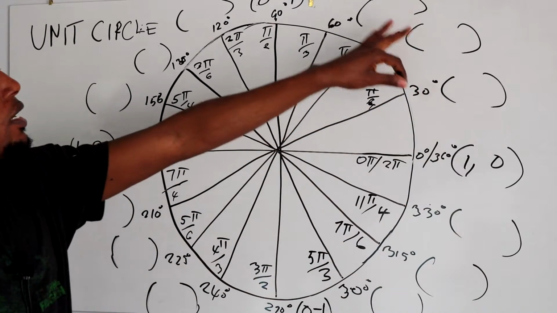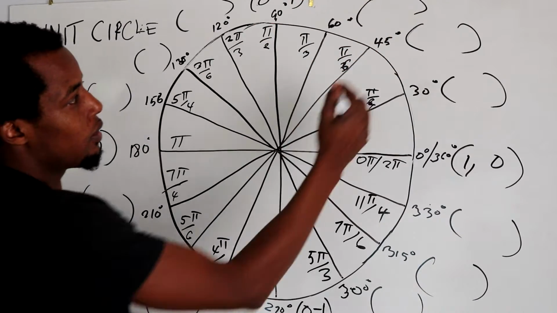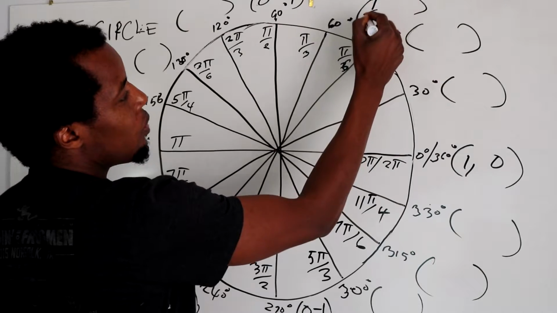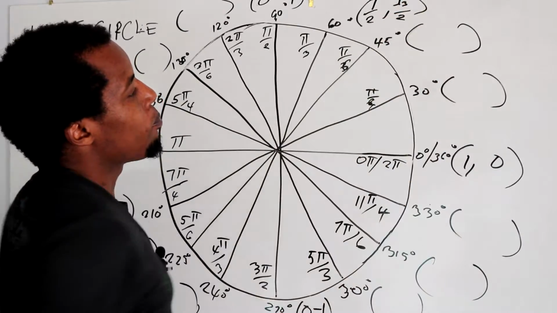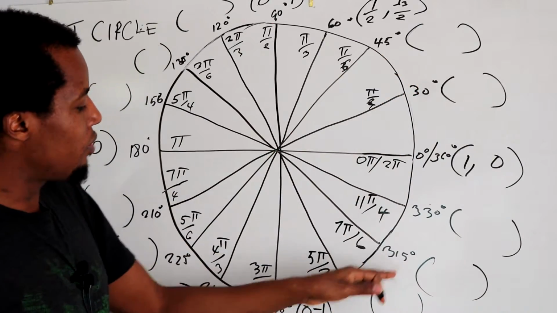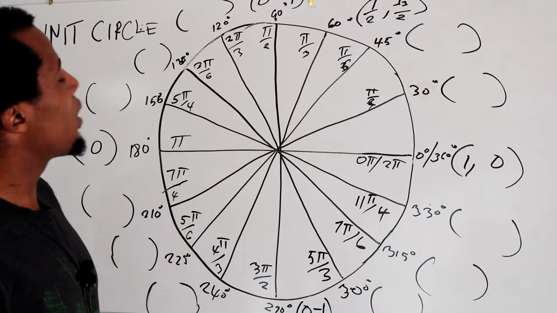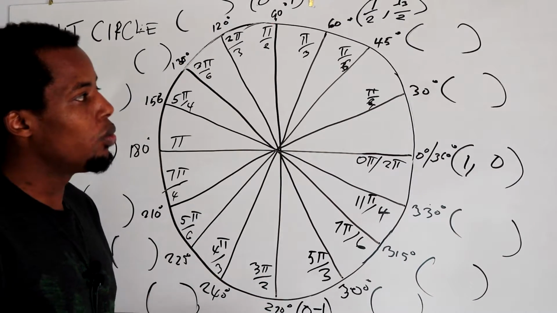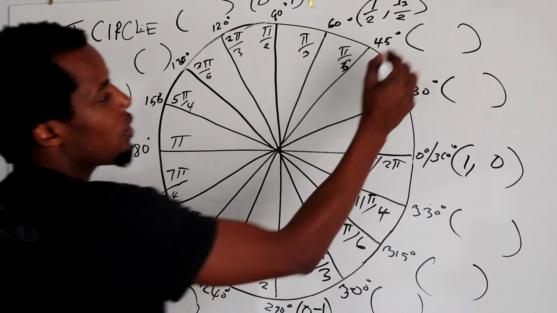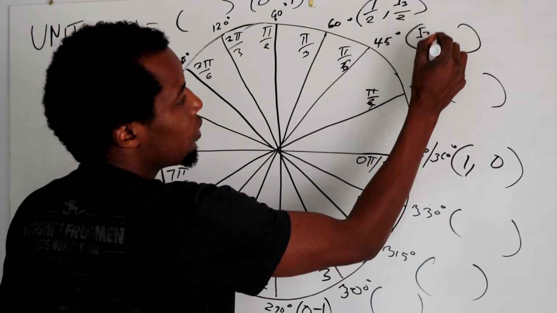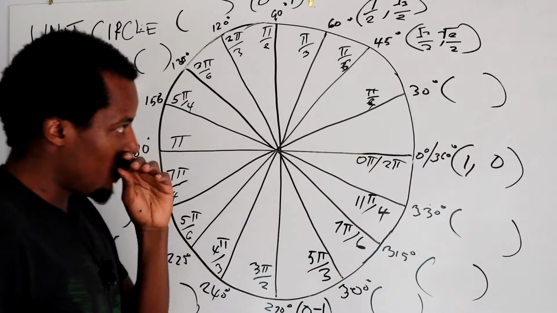And then, this is a tricky part, or the most complex part. 60 degrees I've always memorized as 1 over 2, root 3 over 2. But 45 degrees, 315 degrees, 225 degrees and 135 degrees, they're always constant: root 2 over 2 and root 2 over 2 for the x and y coordinates.